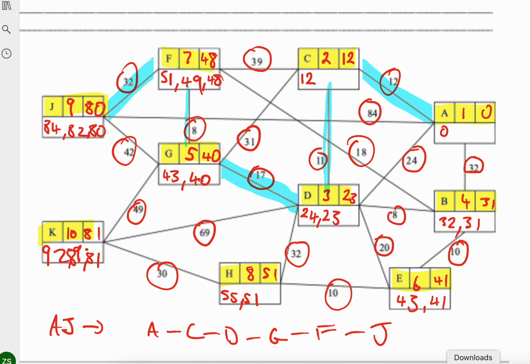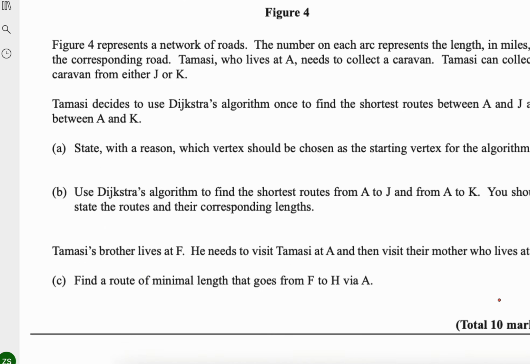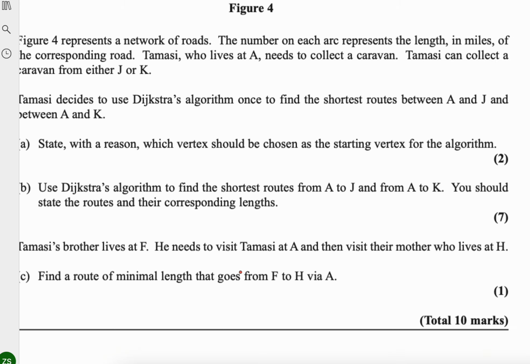And do the same for K. You get A, C, D, B, E, H, K. Okay, and this one was 80 miles. This one is 81 miles. Okay. That's busy. 9 marks out of 10. Only one more to do.